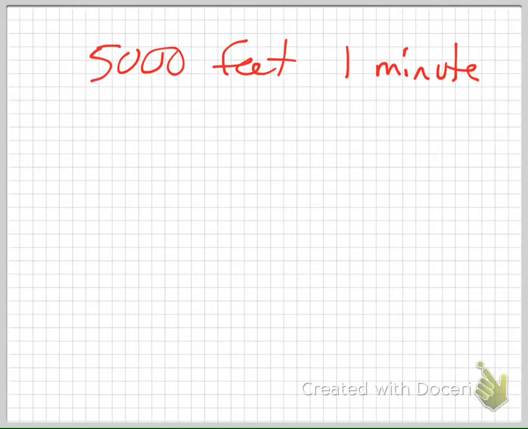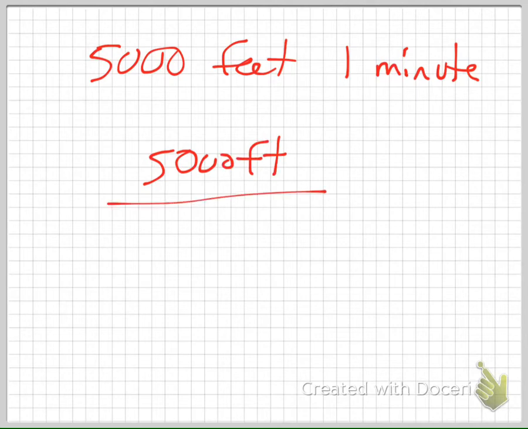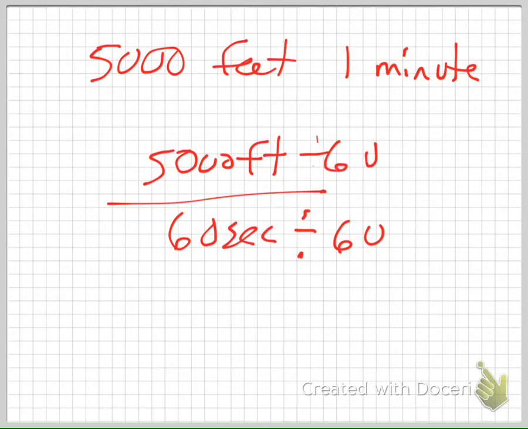What if I said I want this to be in seconds? You'd go 5,000 feet over 60 seconds. So now I want to know how far we went in what? If I'm wanting the unit rate, what am I wanting? 1 second. How do I make sure I have 1 second on the bottom? Divide by what? 60. Divide this by 60. Now I have 1 second, which is what I want.